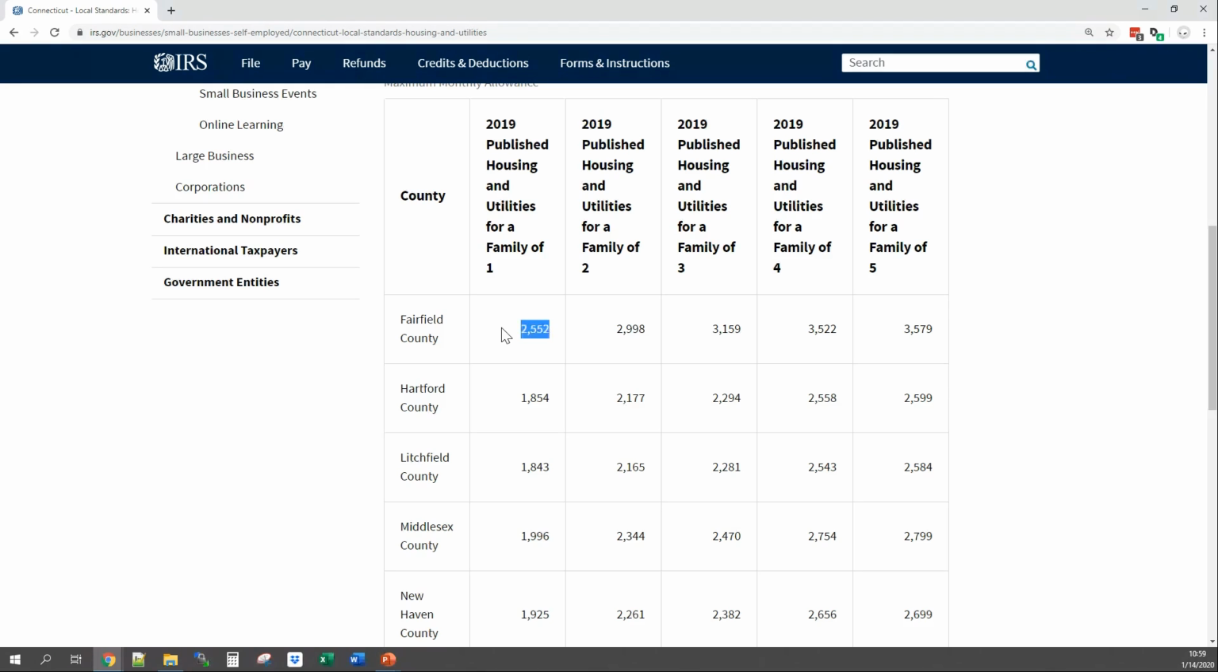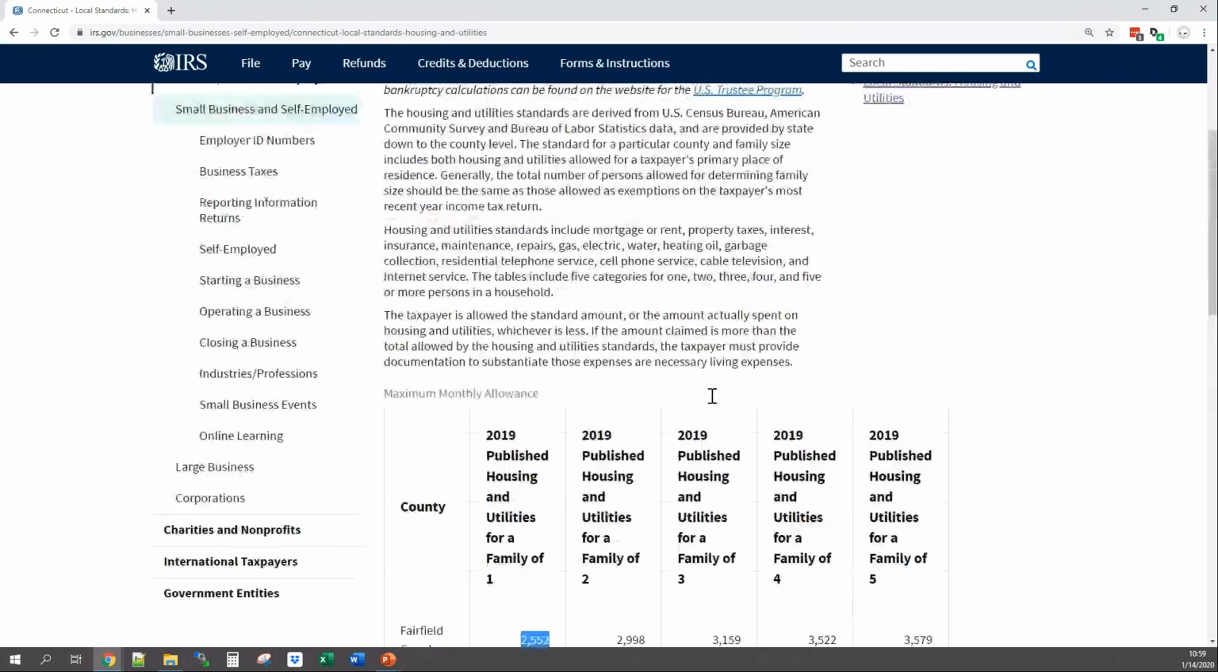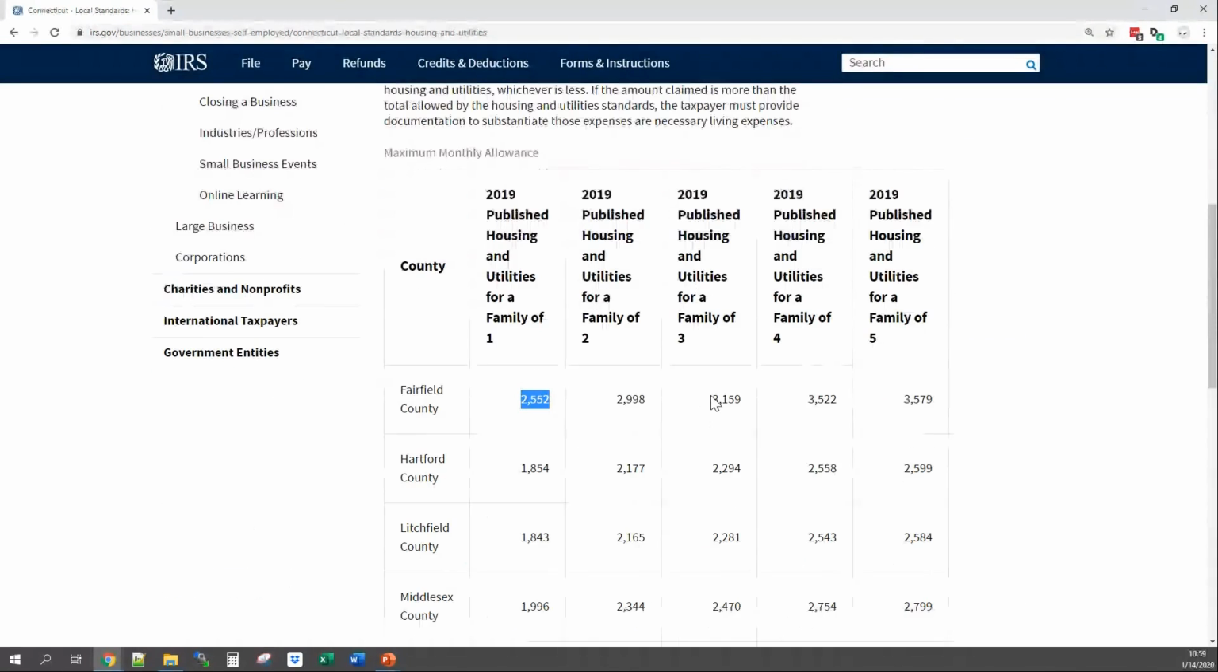So for 2 people, it's $29.98. 3 people, 4 people, 5 people. Notice that there is no column for 6, 7, 8, 9. What if somebody has a bigger family? Is there a, for each additional person, add X dollars? No, there is not. So for a family of 6 or 7 or 8, they are capped out at $3,579 a month for housing and utilities in this county, in this state.